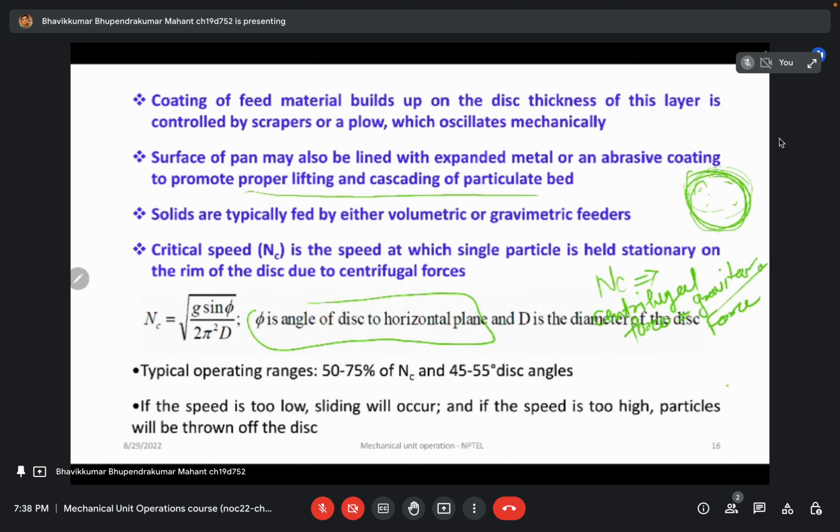So what is the typical operating range of the critical speed? The operating range of the equipment is always 50 to 75% of critical speed. So we can operate the equipment at 50 to 75% of NC, the critical speed, and at what angles? For angles, generally 45 to 55 degrees. If the speed is too low, sliding will occur, and if the speed is too high, particles will be thrown off the disc. You already visited this kind of concept in roller and ball mills.